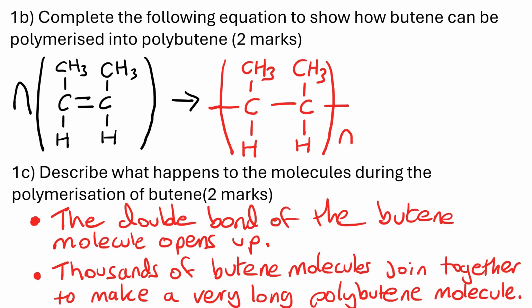And if ever you're asked what the conditions would need to be for polymerization to happen, you need high pressure to force the molecules together, and you use a catalyst to increase the rate of reaction.